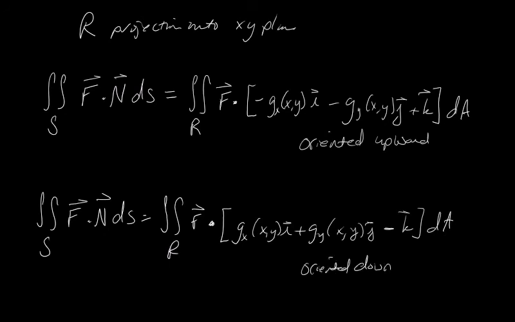Okay, and how you can tell the difference is just what's going on with k. The partials of g are going to be opposite sign: they're going to be negative if k is positive, and positive if k is negative. K is negative if it's oriented down, right? We're going down, and it's positive if we're oriented up because it's going up. So there you go. There are the formulas for the integral of flux.